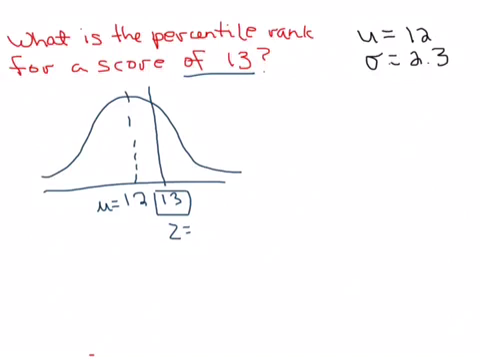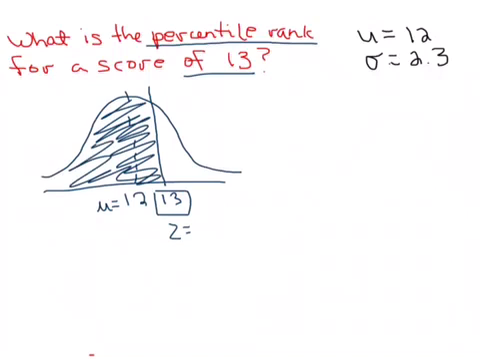It's really just, is it above the mean, is it below the mean, is this making sense? So the next thing I want to do is look at, okay, we're looking for percentile rank. Percentile rank means everything below a score. So in this case, we are literally looking for everything below a score of 13. And remember, at the mean is the 50th percentile. So we know everything over here is 50%.